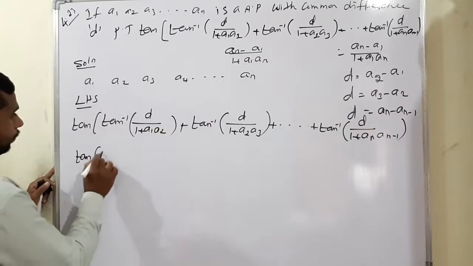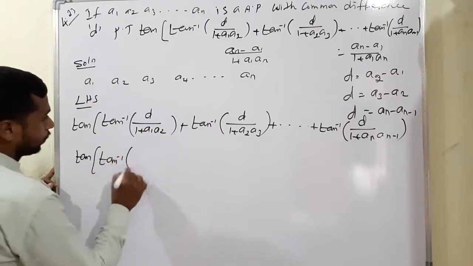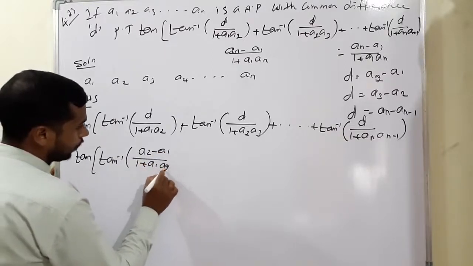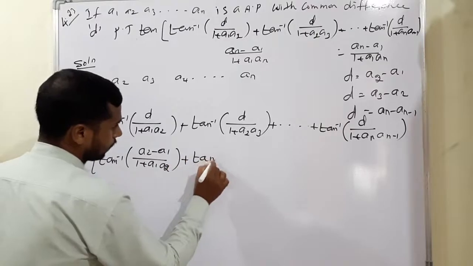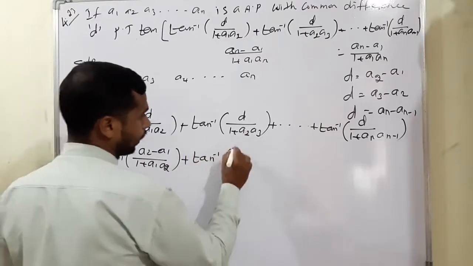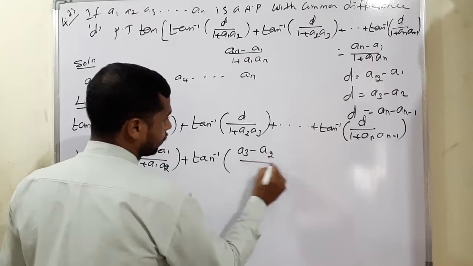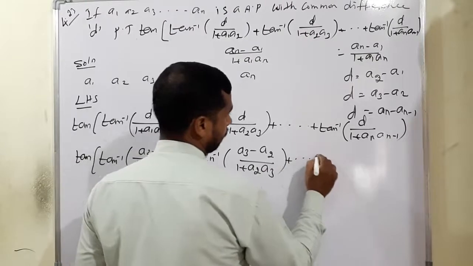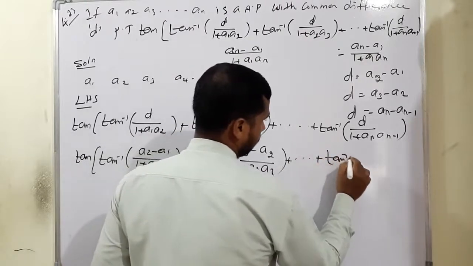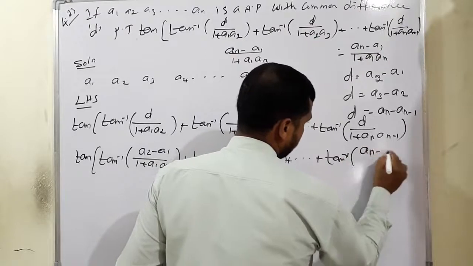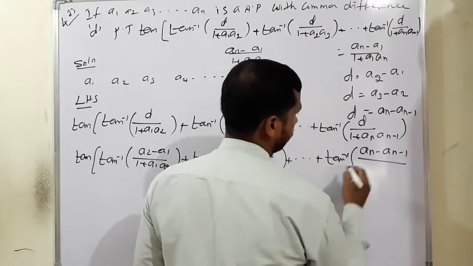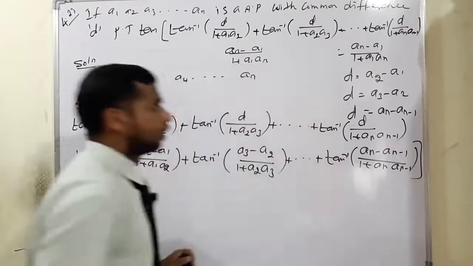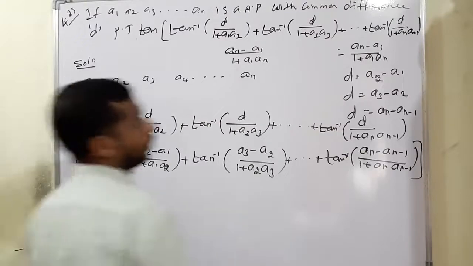So tan inverse of a2 minus a1 over 1 plus a1 into a2, plus tan inverse of third minus second, a3 minus a2, over 1 plus a2 a3, plus ... plus tan inverse of an minus an minus 1 divided by 1 plus an into an minus 1. So next, now what we have to do, listen there.